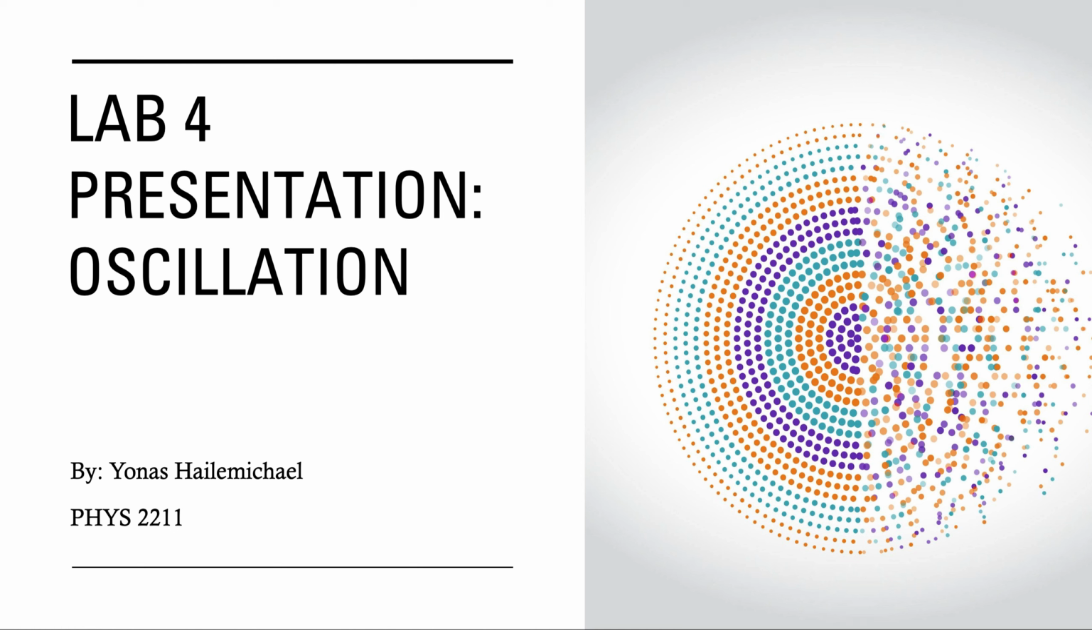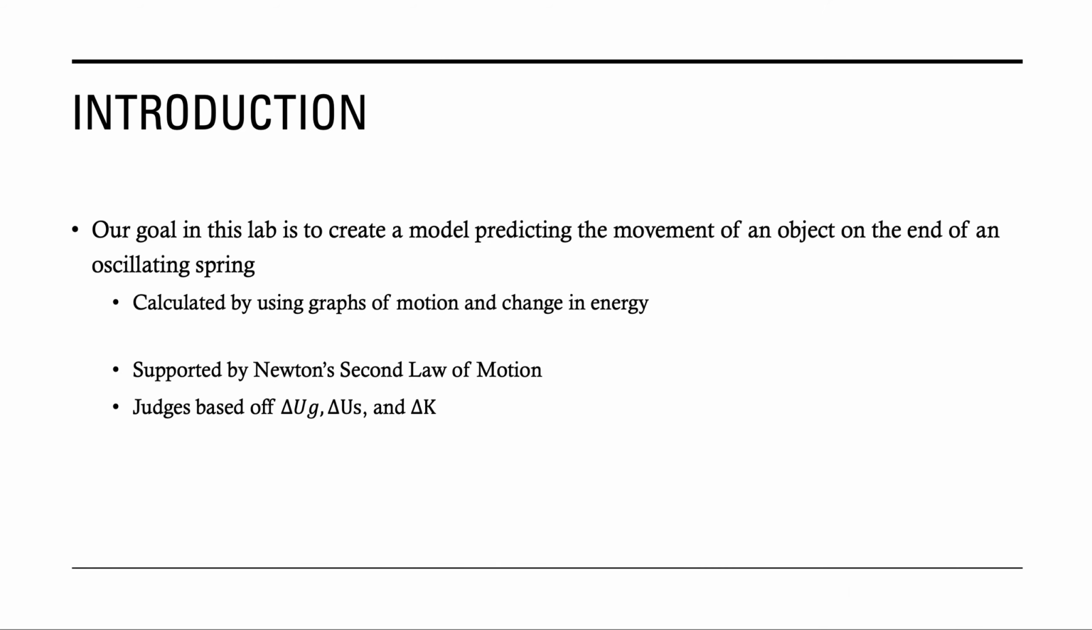This is my Lab 4 presentation for spring oscillation for Physics 2211. So to start off this lab, our goal is to create a model predicting the movement of an object on the end of an oscillating spring, which will be moving in an elliptical shape. And this is calculated by using graphs of motion and the change in energy, supported by Newton's second law of motion, and is based off gravitational potential energy, spring potential energy, and change in kinetic energy.